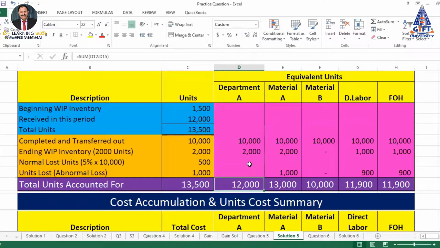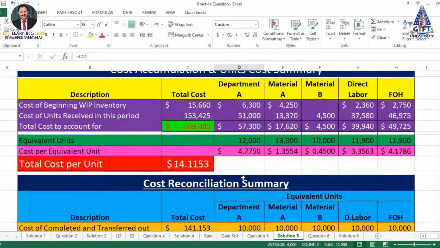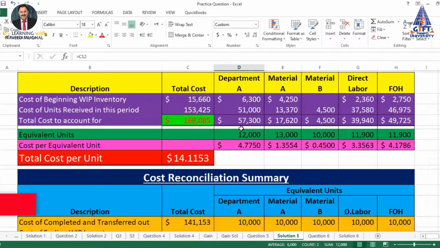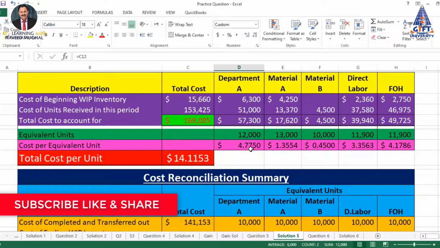12,000 equivalent units. 12,000 are those units which are completed and in process. It means they are only the completed units, which are the good ones. And we have not considered the abnormal lost units and normal lost units in the calculation of equivalent units. And here we use this figure for calculation of per unit cost.